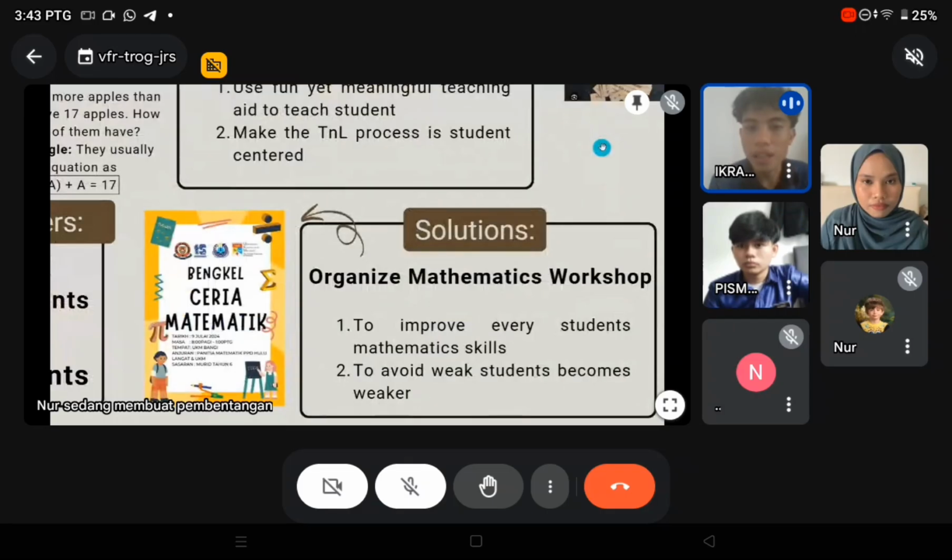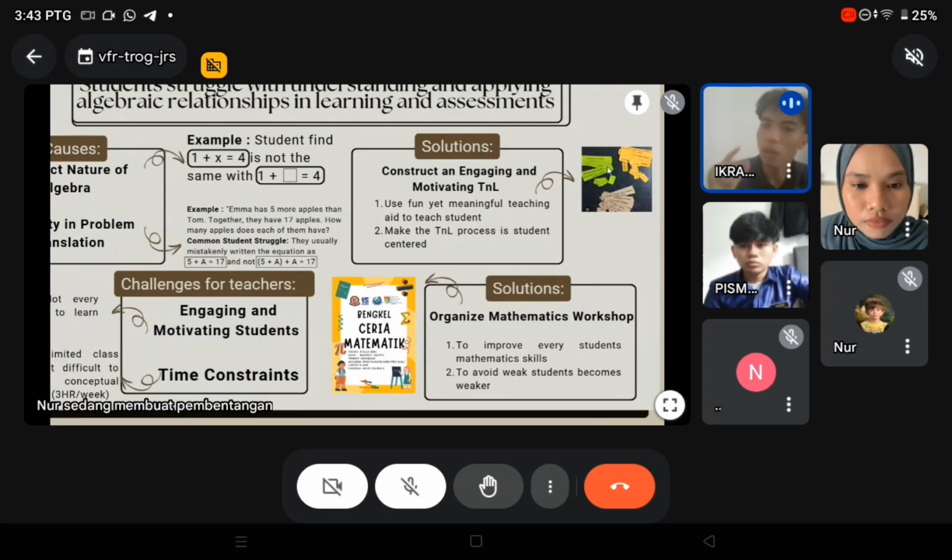Second solution is to organize a mathematics workshop. What is a mathematics workshop? In primary school especially, some schools will organize mathematics workshops, or in Malay, bengkel matematik. Why is this workshop crucial in our education? Because this workshop is organized to improve every student's mathematics skills, and this initiative is to avoid weak students becoming weaker. As we all know, with time constraints, or simply limited time in class, students cannot learn enough. So by doing a mathematics workshop, students can learn more with the teachers, and time is not limited anymore. So that's the solution.